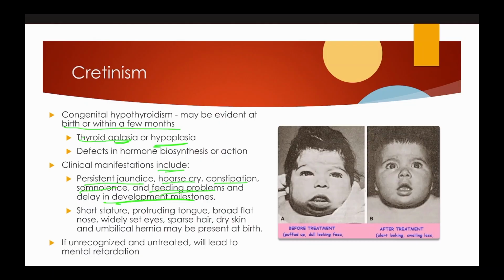So what you see here on the left is a baby that was born with cretinism before treatment, but you give them treatment and then everything goes back to normal and they'll develop normally. So it's a treatable disease. But again, if unrecognized and untreated, it will lead to mental retardation because they're not going to develop. So catching this early, you give them thyroid hormone and they'll develop normally and they'll be fine. Because if you mess up the development, they're going to be delayed in a lot of things later on. So it's important that they get back on track early.